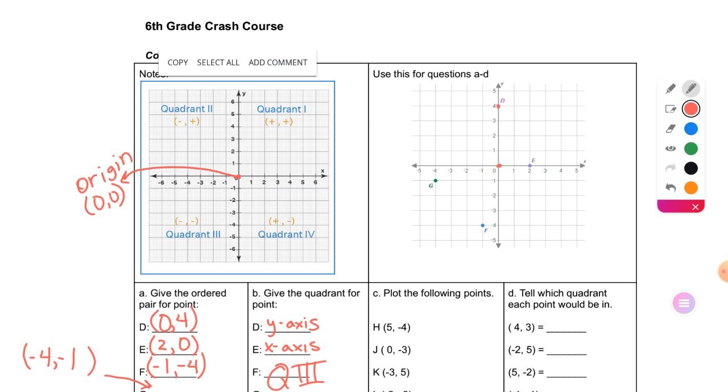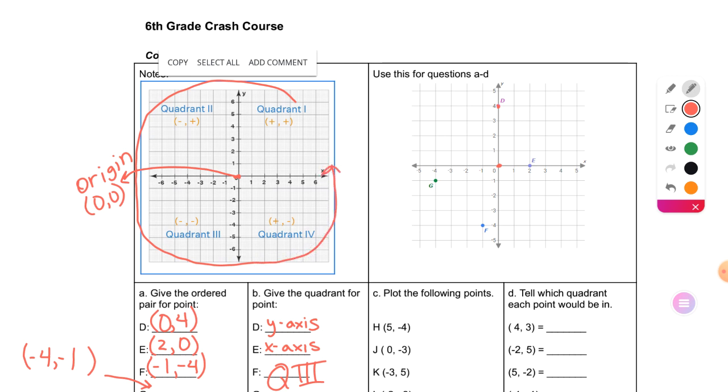Now, with the quadrants, notice how they're listed. It starts with quadrant 1, which we can all find because that's the one we're used to doing. And then it goes counterclockwise, which means backwards from a clock. So it's quadrant 1, and then it goes to quadrant 2, 3, 4, till you get back to 1.